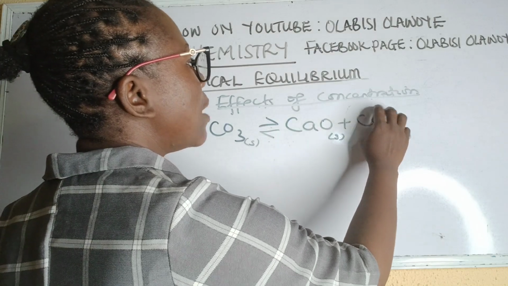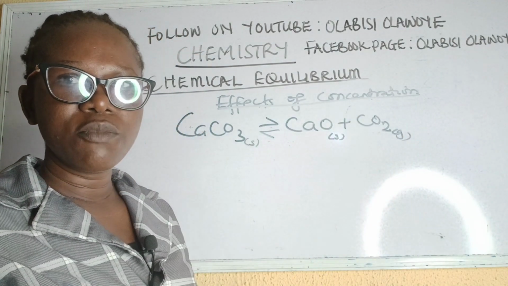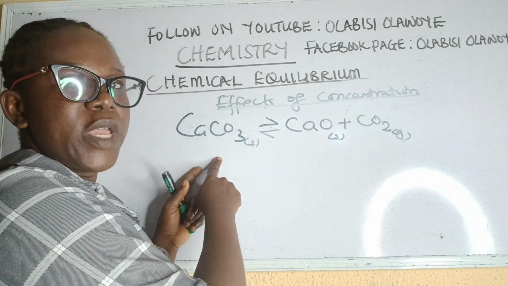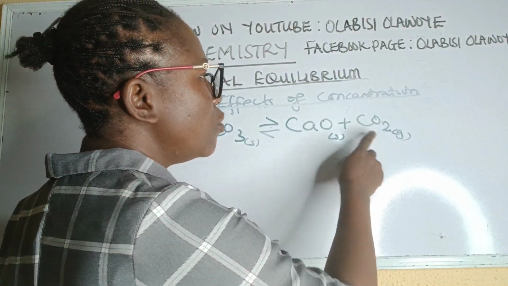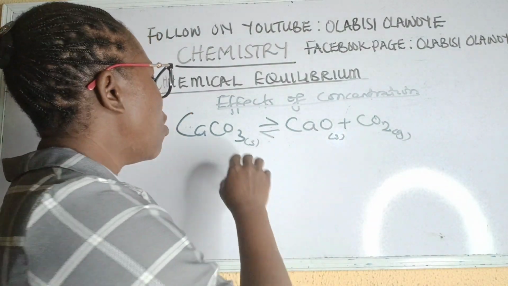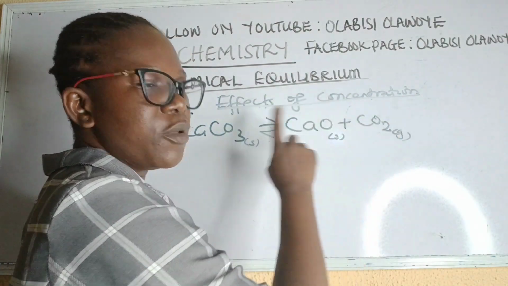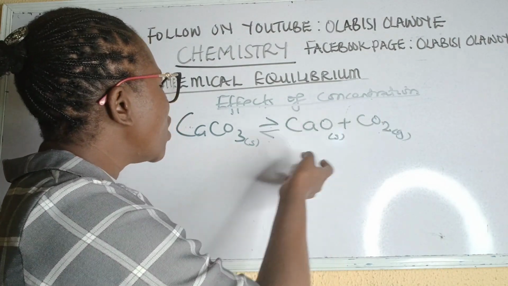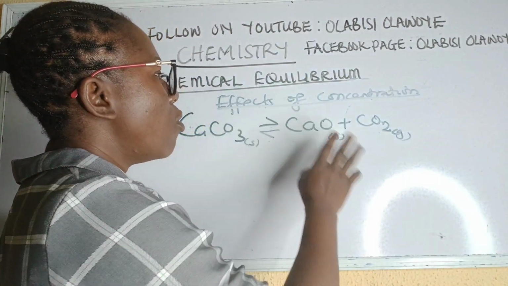But if this carbon(IV) oxide, for instance, as it's being formed from calcium trioxocarbonate(IV), is being removed, it means that no product will react again to give you reactant. So automatically the reactant will reduce. If we reduce the product, the reactant will reduce. How? If you remove part of the product, all the reactants will be used up to form more product. And along the line, the product formed will not be able to go back to form reactants. So there will be no more reactants while more product is formed.